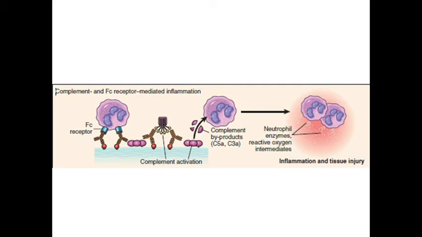Another example is myasthenia gravis. In myasthenia gravis, there are antibodies against the nicotinic cholinergic receptors. So this blocks the neuromuscular transmission and muscle weakness is initiated. That is a type 2 hypersensitivity reaction.